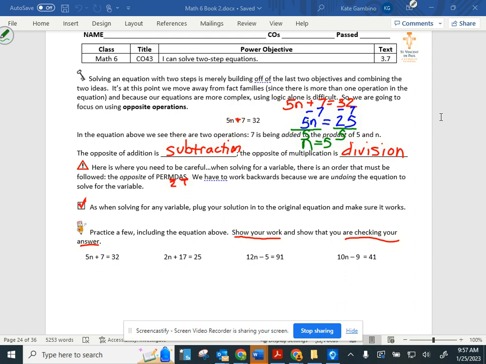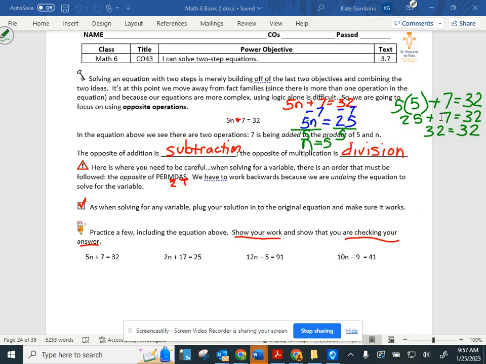Am I done? What does my last step have to be, Gigi? I have to check my answer. Did I do my math correctly? So I'm going to come back up here. I've got 5 for n. I'm going to put my 5 in: 5n plus 7 equals 32. And I have to see if that's true. 5 times 5 is 25, plus 7 equals 32. And yep, 25 plus 7 is 32, equals 32.